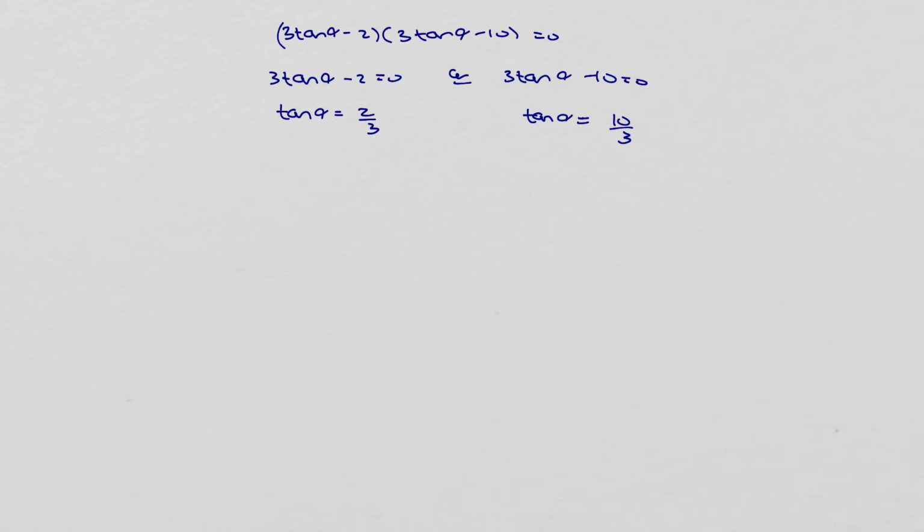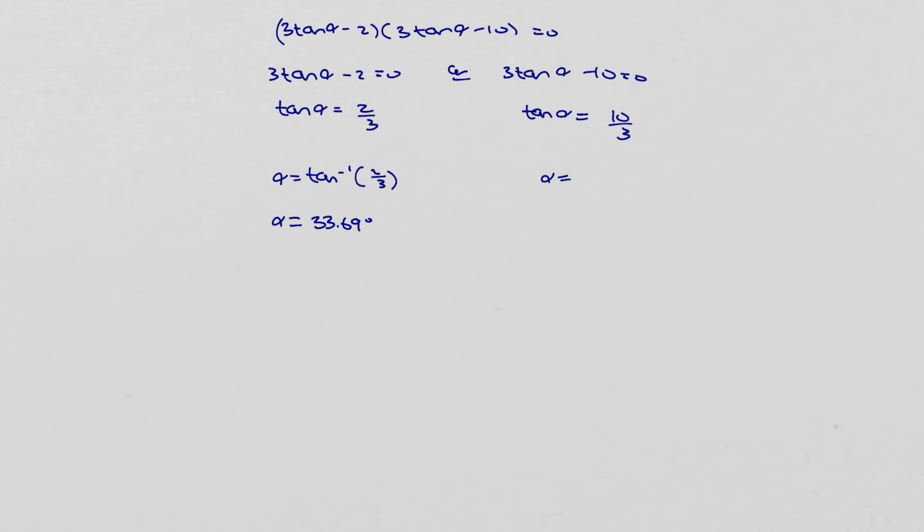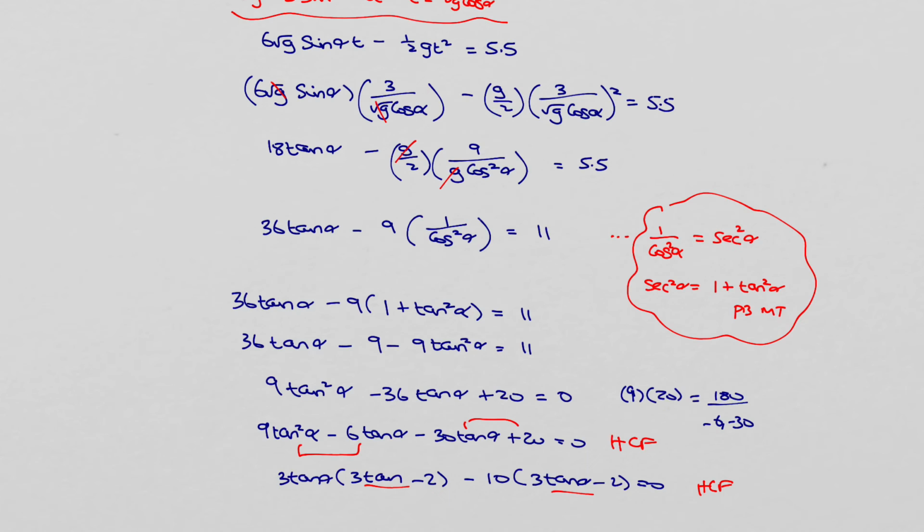But it doesn't want us to find tan alpha, it wants us to find alpha. So I need to get tan inverse of 2 over 3, which gives me a value of 33.69 degrees. And then alpha is also equal to 73.3 degrees. Okay, so a straightforward first part of the question.